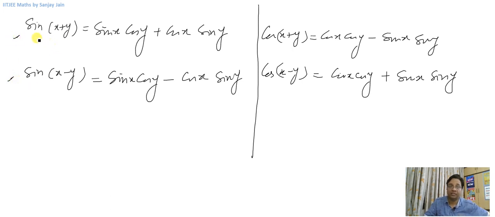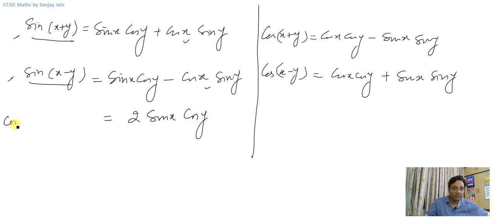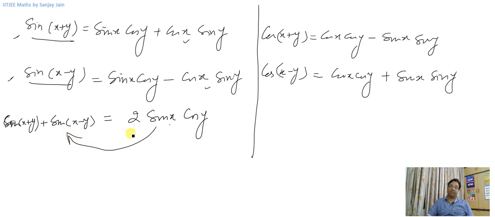What are these? If you add these two, what will happen is this term will get cancelled, right? You will have sin x cos y from here and sin x cos y from here. So what you will have eventually is 2 sin x cos y, and on the left hand side what you have is sin x plus y plus sin x minus y, and on the right hand side you have 2 sin x cos y, and you have to memorize this vice versa also. If you are given 2 sin x cos y, you have to write it as sin x plus y plus sin x minus y, right? This is another set of formula.